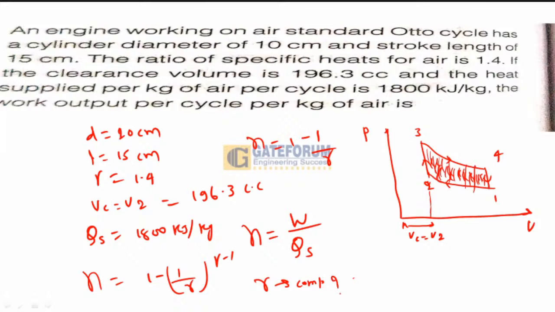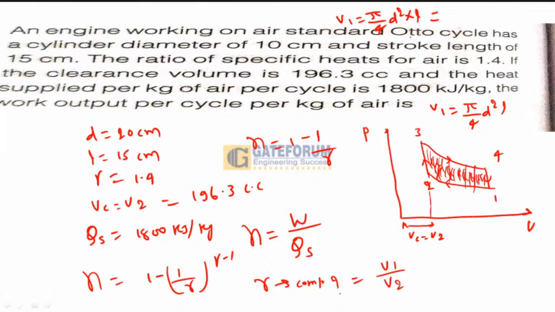So what is the compression ratio? This will be V1 upon V2. In this question this one is not given. So your first target is to calculate what? Compression ratio. Once the compression ratio is calculated, you can calculate all the things. Okay, my dear friends, so how can you calculate it? In this question, first calculate V1. What will be the value of V1, my dear friends? This will be pi by 4 d square into L.